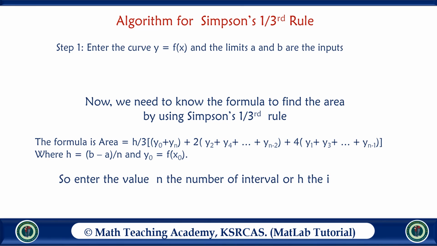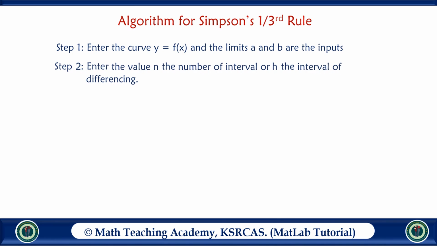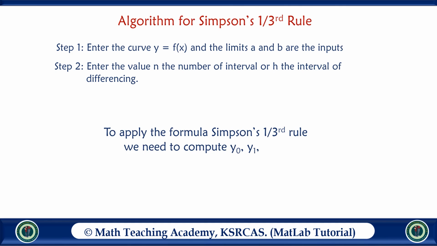So enter the value n, the number of intervals, or h, the interval of differencing. Step 2 becomes: enter the value n, the number of intervals, or h, the interval of differencing. That is, we have to enter either one of these. To apply the Simpson's 1/3 rule formula, we need to compute y0, y1, y2, y3, etc. yn.